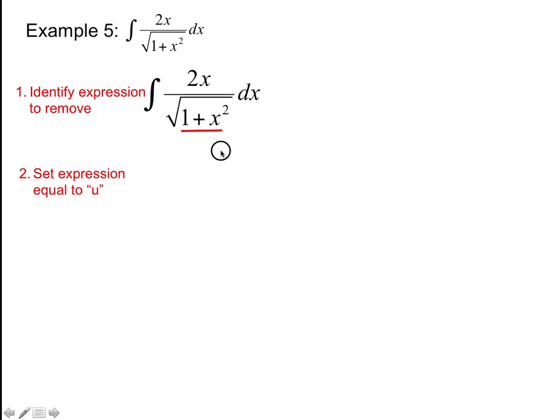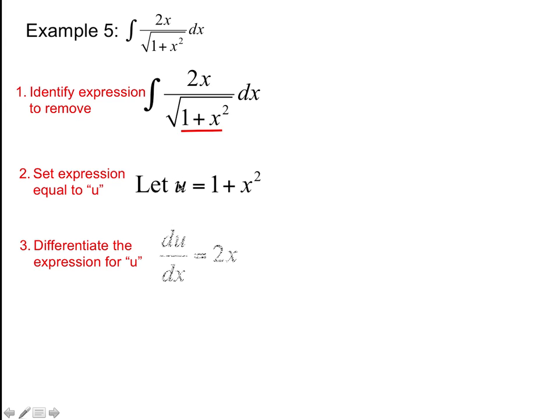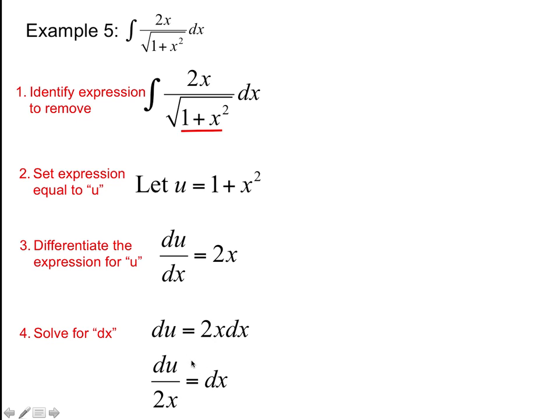Step 2, we're going to set it equal to u. So u equals 1 plus x squared. Step 3, we're going to differentiate, so du/dx equals 2x. Then step 4, we're going to rearrange this and solve for dx. That means multiplying both sides by dx, and then dividing by 2x. So here's our dx solution.